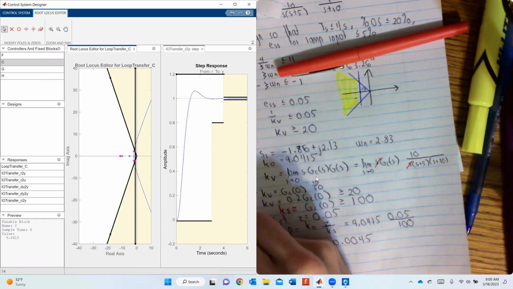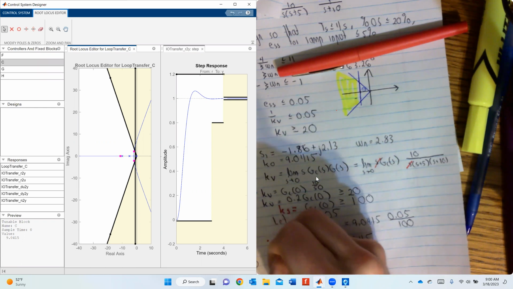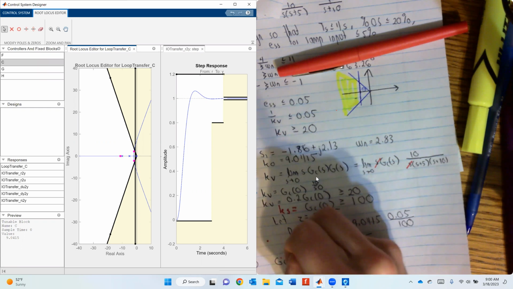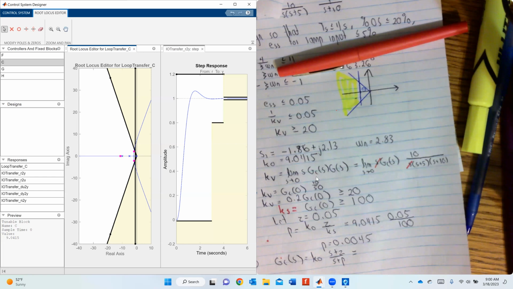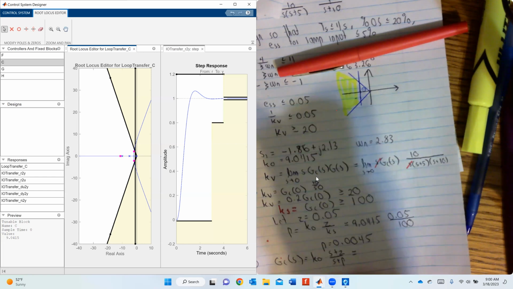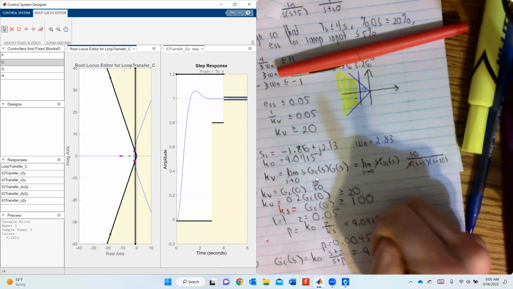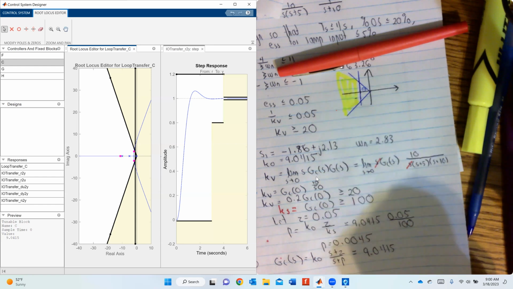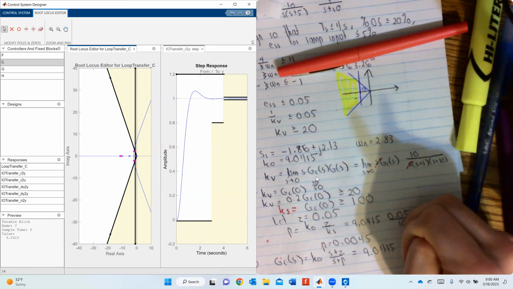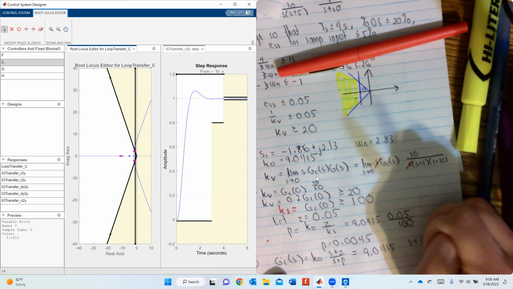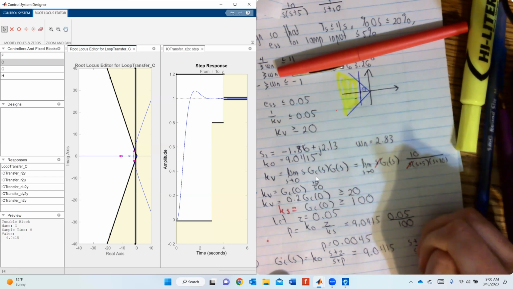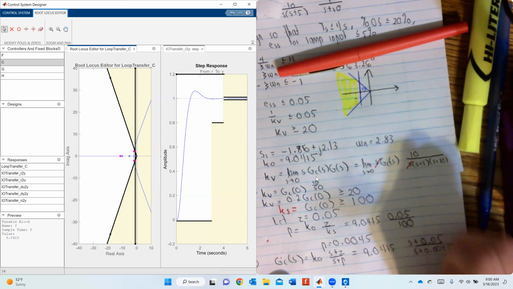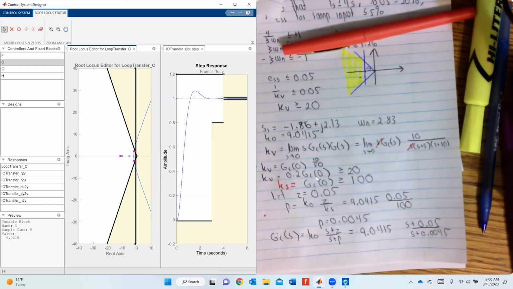And so my compensator is going to equal K naught times (s plus z) over (s plus p), plugging in what we know. For our gain K naught, we had 9.0415, multiplied by s plus our zero, which is 0.05, all over s plus our pole, which was 0.0045. Okay, so that's my Gc(s).